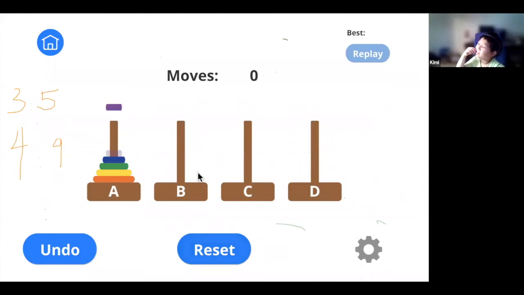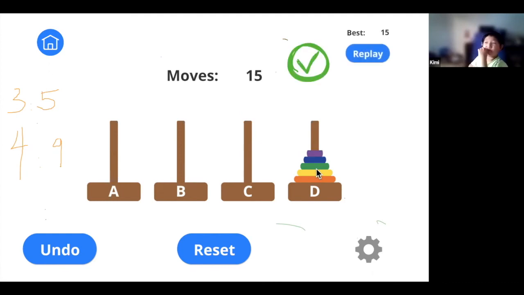Purple to C, blue to B, purple to B, green to C, purple to D, blue to C, D to C, yellow to B, A to D, B to D, purple to A, blue to B, C to D, B to D, A to D. All right. Nice. You got it.